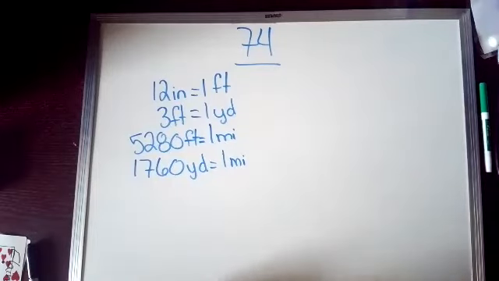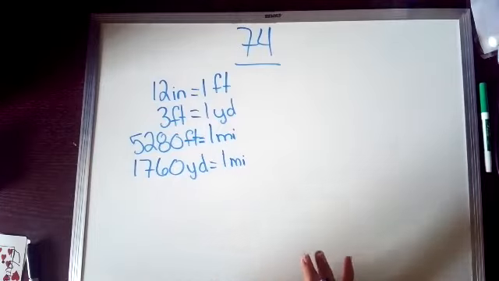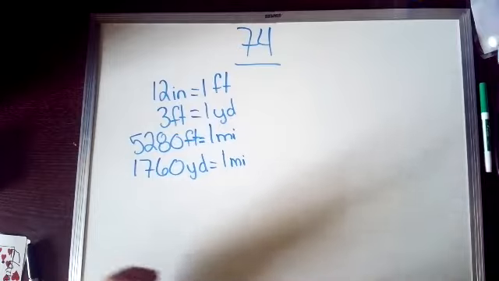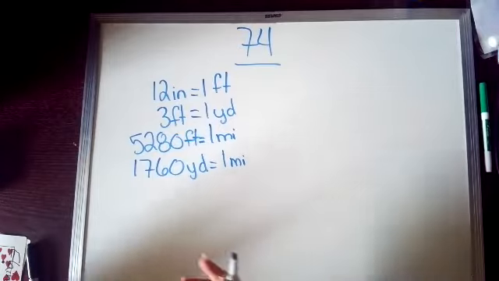This is lesson 74 for Saxon 5 math. What we're looking at today is units of measure for length. So this is measuring how tall something is, how long something is, anything like that.